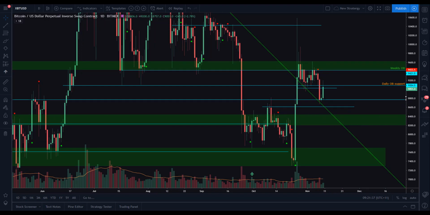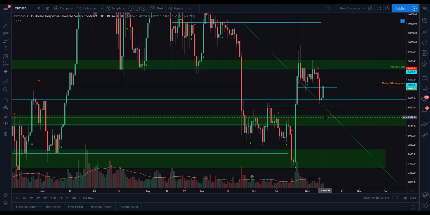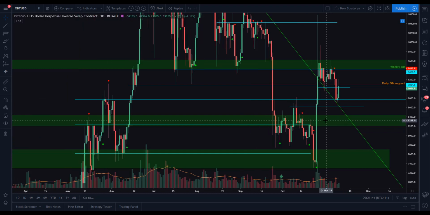So yeah. The other level, obviously, which we haven't seen if it's going to get tested or not, that we're looking at is this 8.2 area, the bottom of the order block, and it's the mid-range from this consolidation period back in May and June, right? So this could get rejected here.